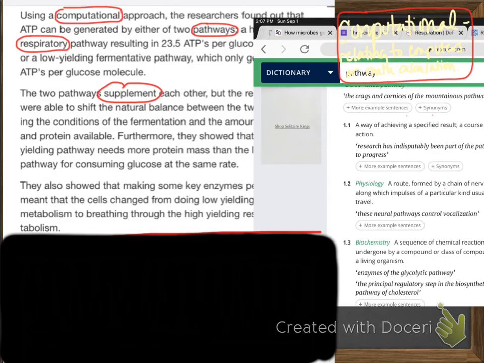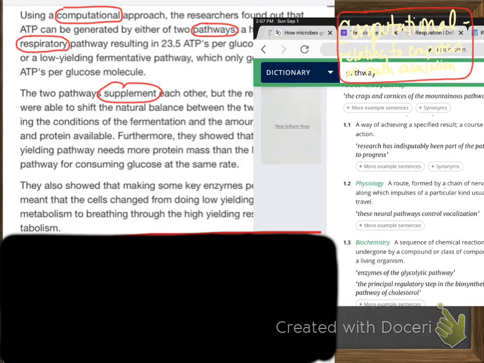Well, I only screenshotted part of it. The first one was all about trails and narrow trails across mountains. The second definition, and there were four, a way of achieving a specified result. Number 1.2, the third definition, notice that now they're showing you, this is from physiology. That's a type of biology dealing with how the body functions, a route formed by a chain of nerves along which particular kinds of impulses travel, these neural pathways. Well, that doesn't sound like what we're talking about. Because we're talking, remember, about the chemical processes done by cells.